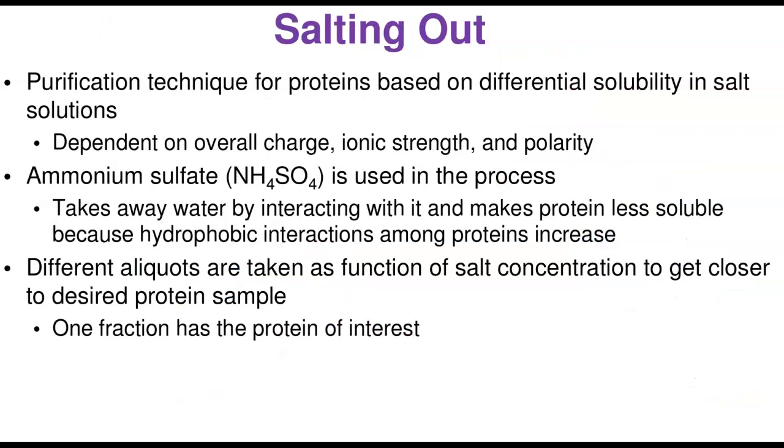Now, salting out. Salting out is a purification technique for protein based on the differential solubility in salt. Now, it usually depends on the ionic charge or the ionic strength or the polarity of that protein. Now, a good example salt used is ammonium sulfate, which usually what does it do? It takes away water from the cell. And when you take away this water from the cell, what happens to it? The cell begins to precipitate. So it takes away water by interacting with it and makes the protein less soluble because hydrophobic interaction among proteins will increase. Now, you can also take different aliquots as a function of the salt concentration and then get them closer to the desired protein sample. All right. So you can now get your fraction of interest from that place.